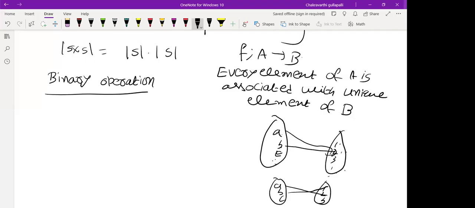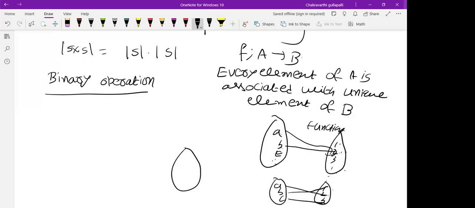But this is two different elements are connected to one. This is a function. This side is allowed. This is what is called many to one function. This is provided if you join this. This is one to one function because single element is connected to single element of B.